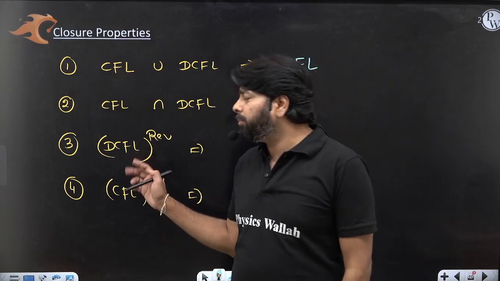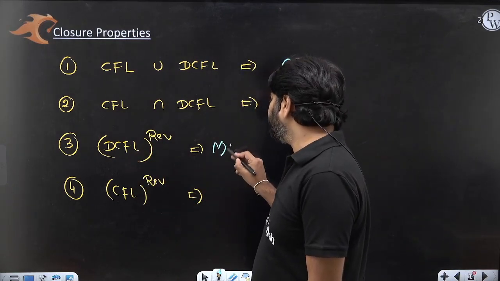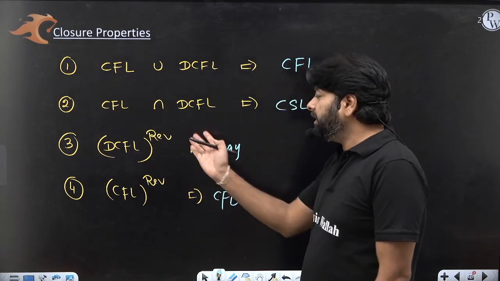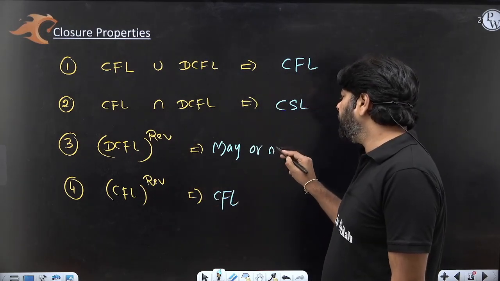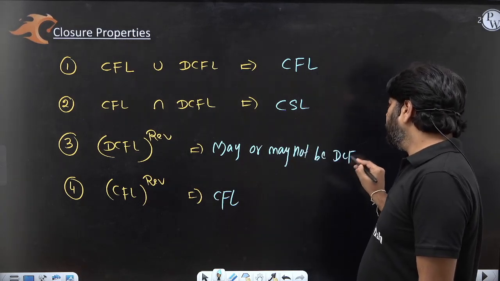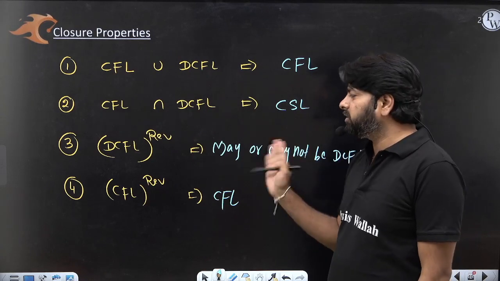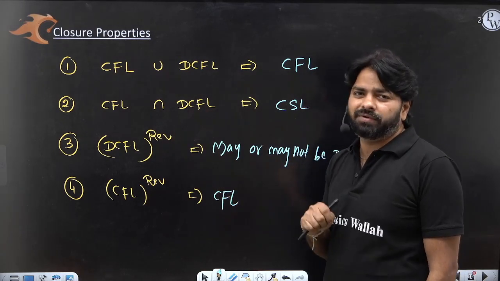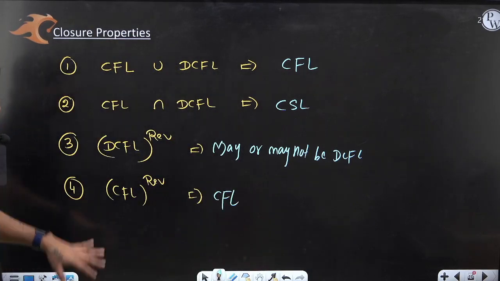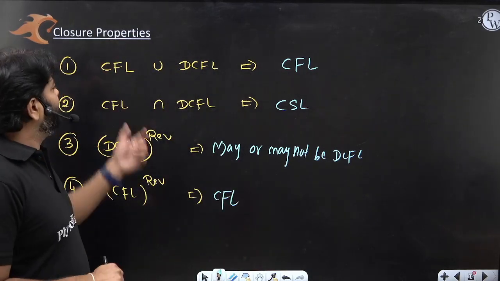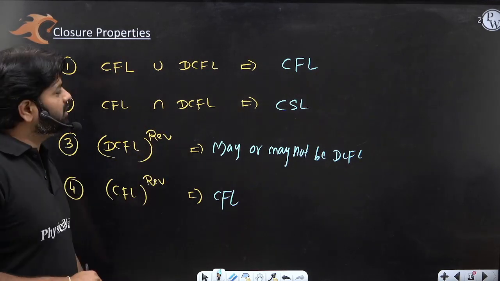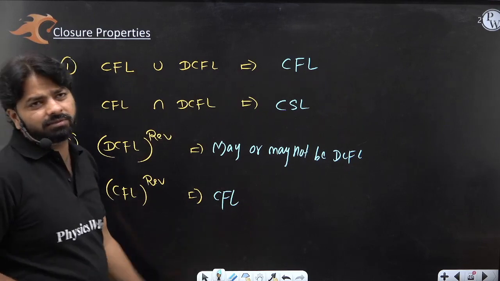This is a very important point, may or may not be DCFL, but always CFL. CFL reversal is CFL, but DCFL reversal may or may not be DCFL. But you can answer here, you always get a context free language after doing reversal of DCFL. So this is how in the exam they may ask what happens. L1 is the CFL, L2 is the DCFL, and what happens L1 union L2? Is it CFL or CSL or whatever, may or may not be.